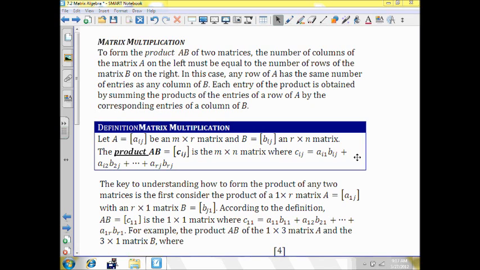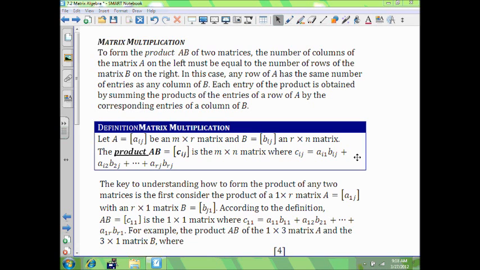Let matrix A be an n by r matrix and matrix B be an r by n matrix. The product AB is the n by n matrix where C sub ij is equal to A sub i1 B sub 1j, plus all those other terms there. It's really not too hard once you understand the pattern.